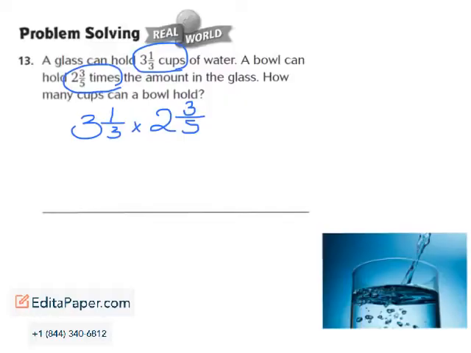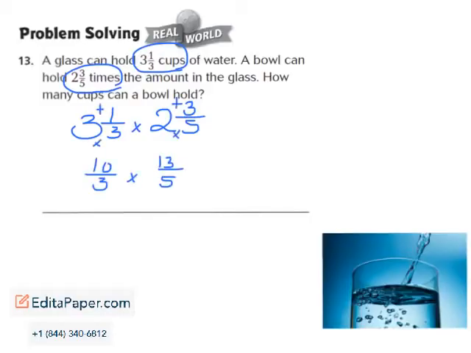Now remember, we're multiplying two mixed numbers, 3 1/3 times 2 3/5. So our first step has to be this. We have to turn those mixed numbers into improper fractions. So I'm going to have you go ahead and pause your video, and I want you to rewrite 3 1/3 and also 2 3/5 as improper fractions, and we'll check together. So pause your video now and we'll check in just a minute.